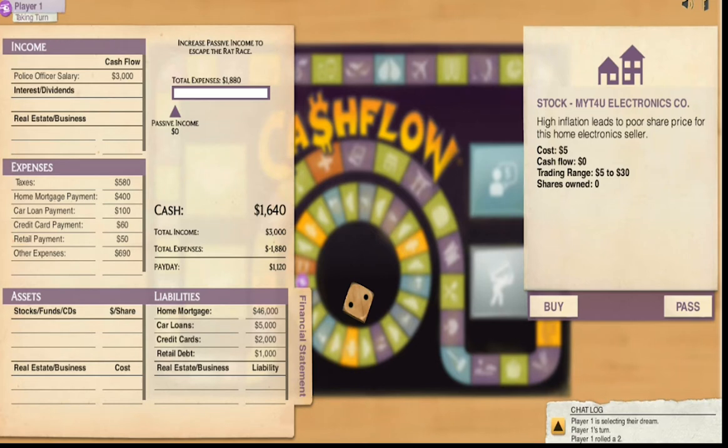The stock costs $5, with a trading range between 5 and 30. Okay, so it's a good deal, because if we buy it now at $5, maybe it will be more expensive later, so it's a very good deal, so we will choose buy. For example, we will buy.